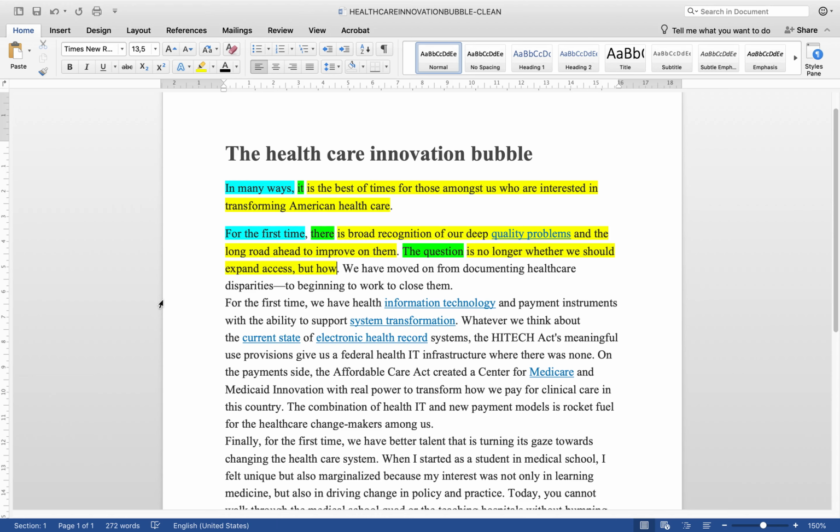This is an interesting sentence because the focus here ends with the words but how. And here is the thing that you need to know.